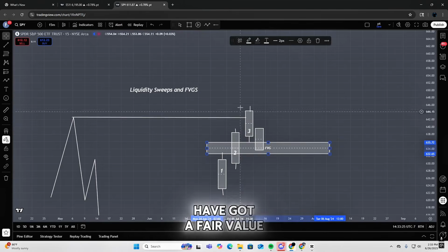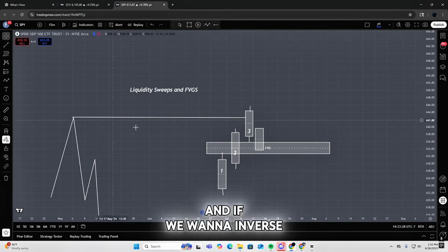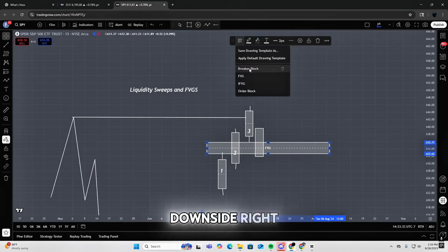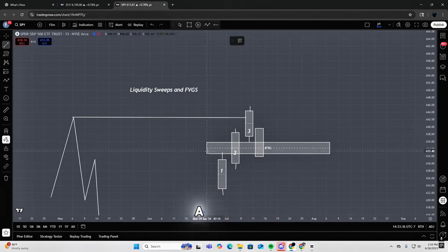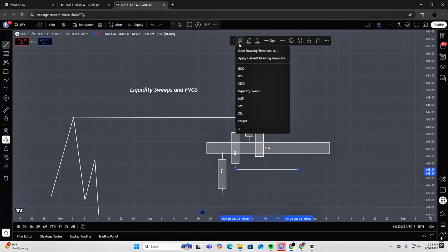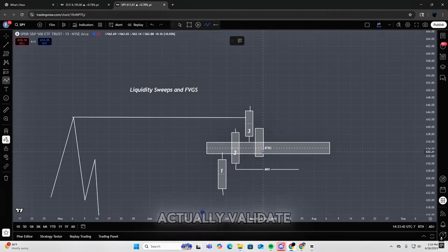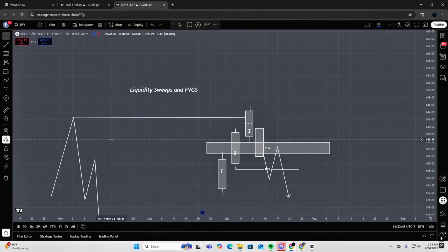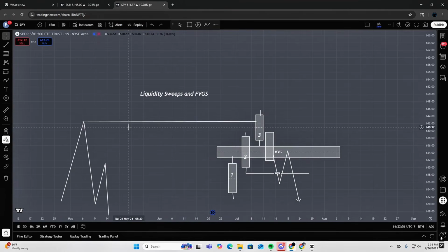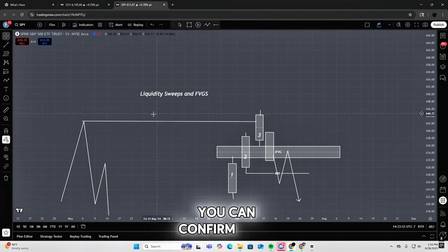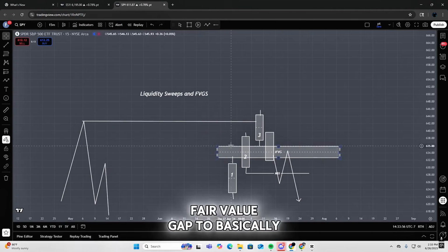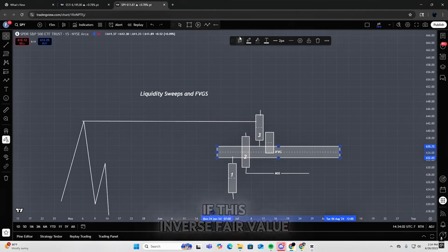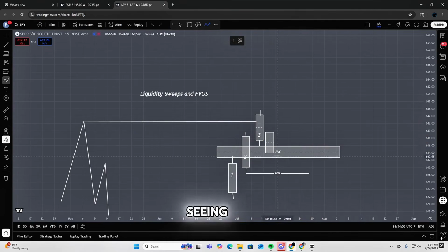And from here, we could have gotten a fair value gap, and if we want to inverse it, then we already got some confirmation to go to the downside, right? All we really have to do is possibly pair it up with a market structure shift. Wait for this market structure shift to validate, then come back down, retest the inverse fair value gap, and then continue lower. You can confirm it's a liquidity sweep just by waiting for the fair value gap to inverse. Otherwise, if this inverse fair value gap respects itself, then you're just going to continue seeing price move up higher.